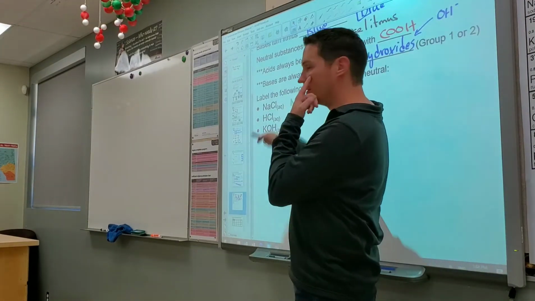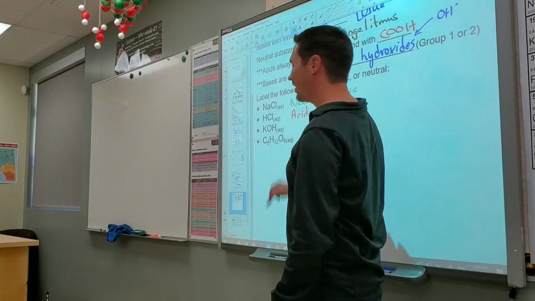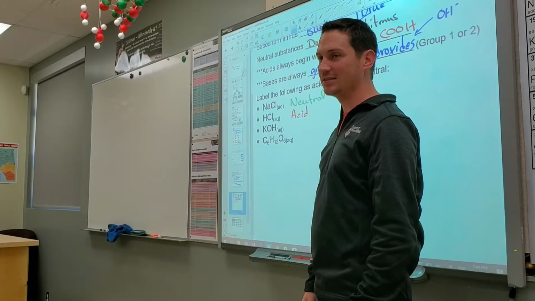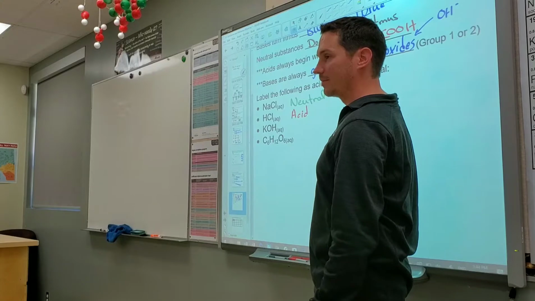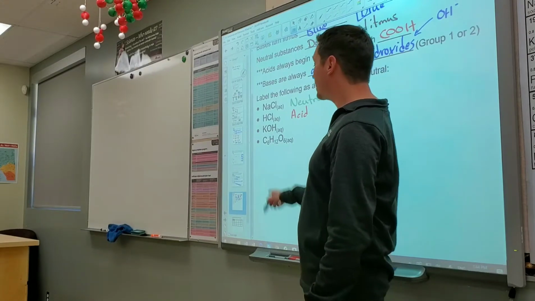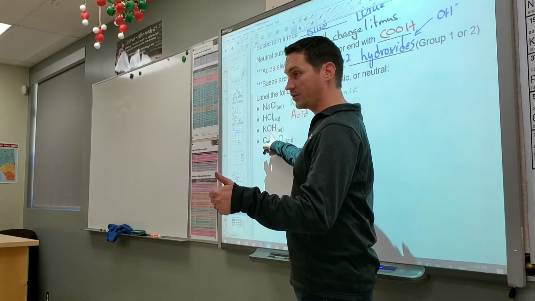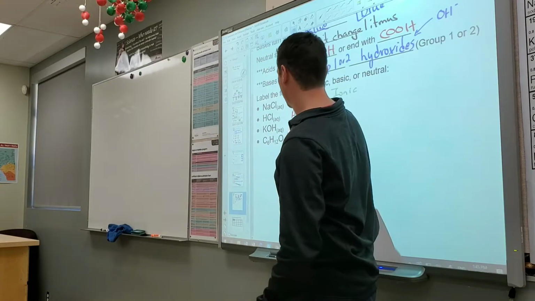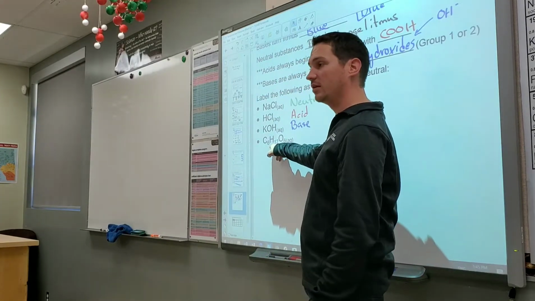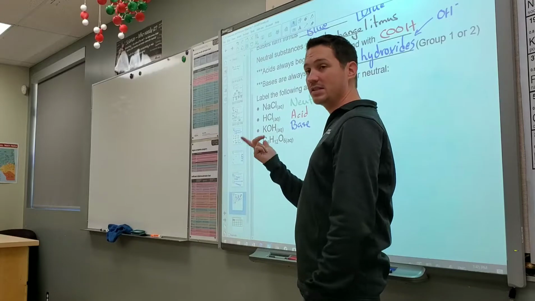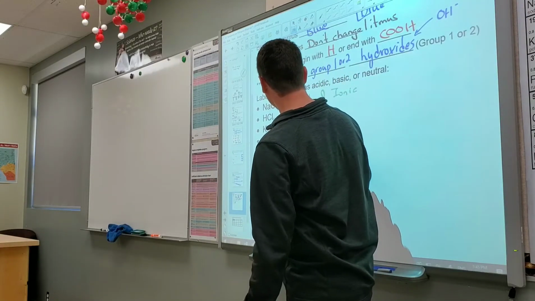Okay, what about the next one? Acid. Hopefully you can spot HCl a mile away as an acid. Is that okay? What about the next one? Base. Is it a group 1 or 2? Yes, group 1 hydroxide. Yes. And then the next one. It's not an acid, it's not a base, so it's neutral. And we're going to say that it's neutral.